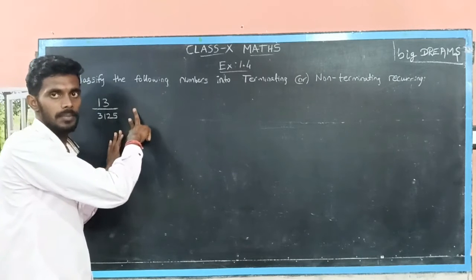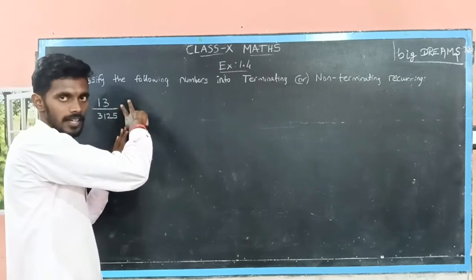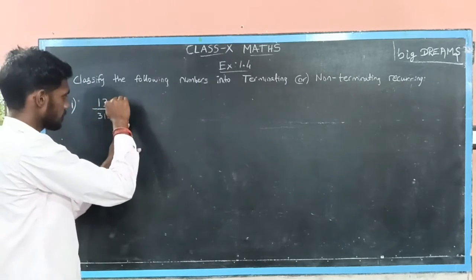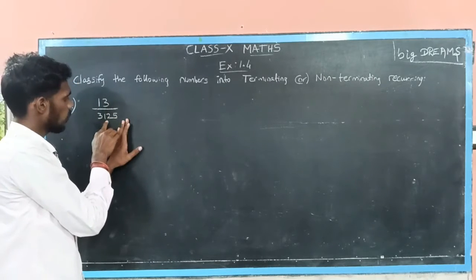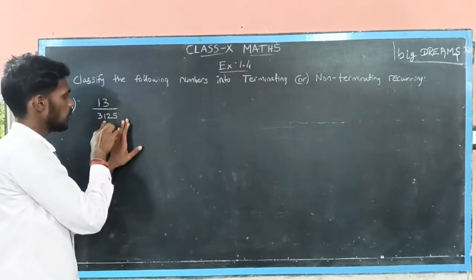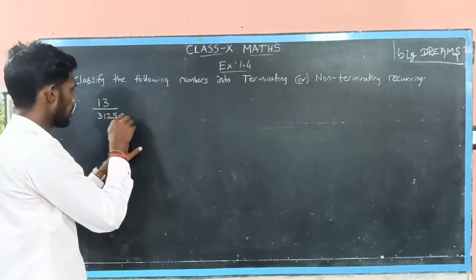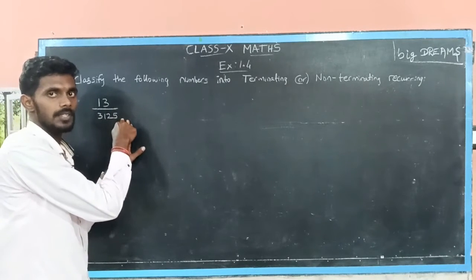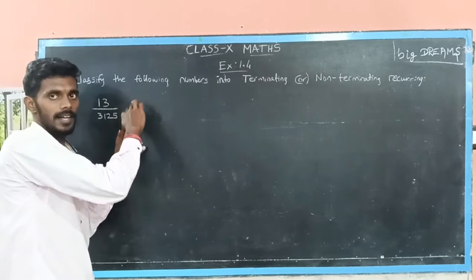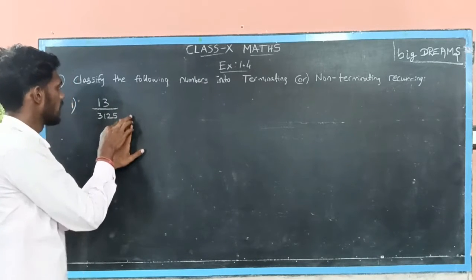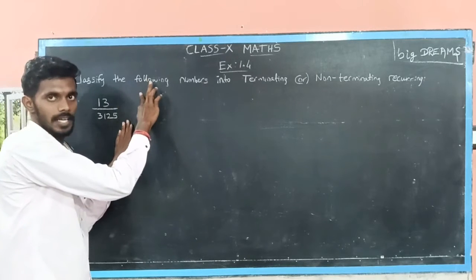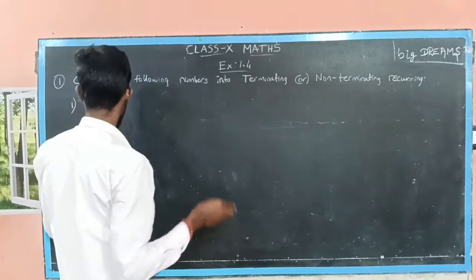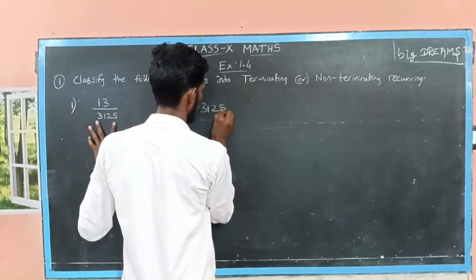denominator are co-prime numbers. Co-prime means the numerator and denominator should not have a common factor other than 1. Here it is 13 by 3125. 13 is a prime number, but 3125 is a composite number, so we have to prime factorize the denominator. If both numerator and denominator are composite numbers, then we have to prime factorize both. But here 13 is a prime number, so we leave the numerator, and since the denominator is a composite number, we prime factorize 3125.